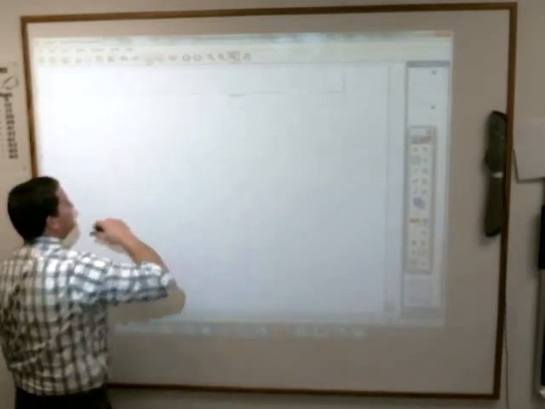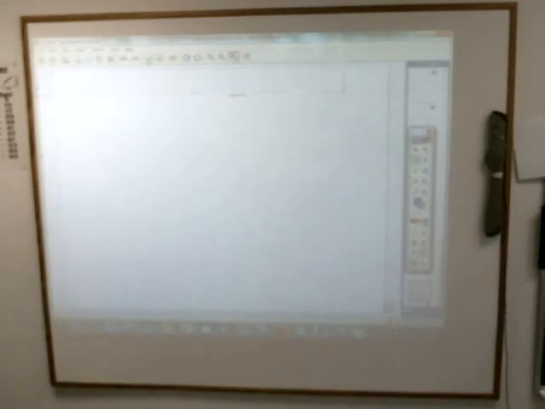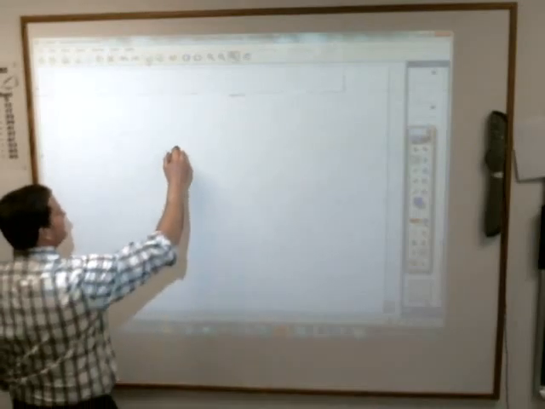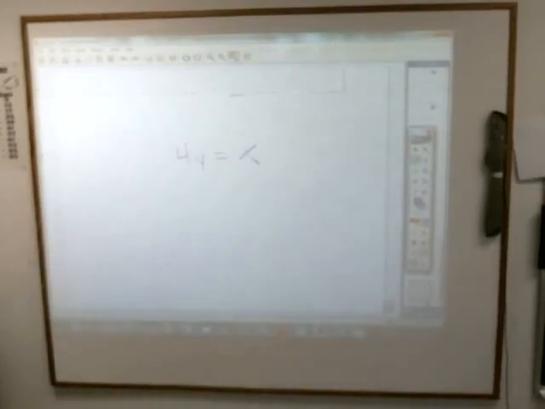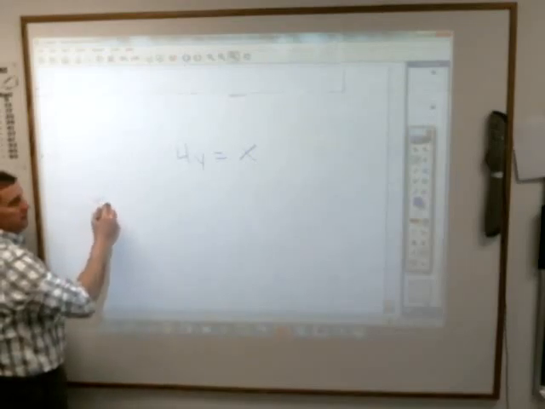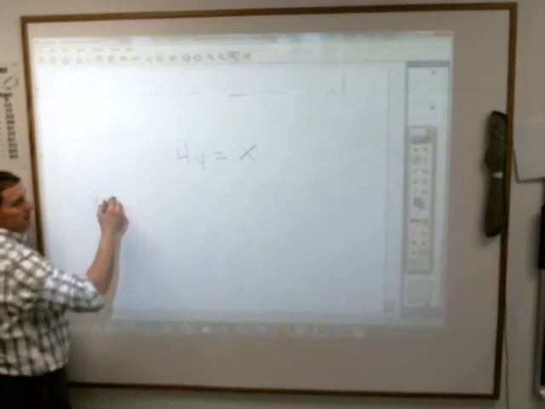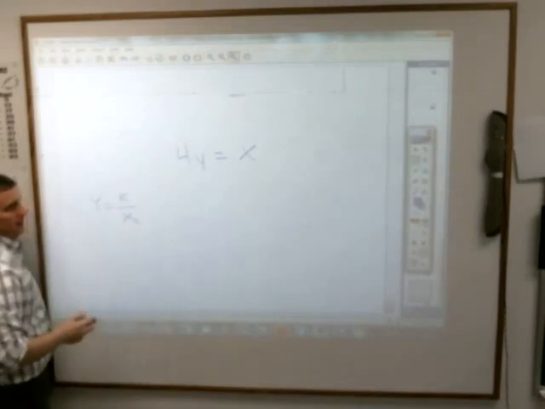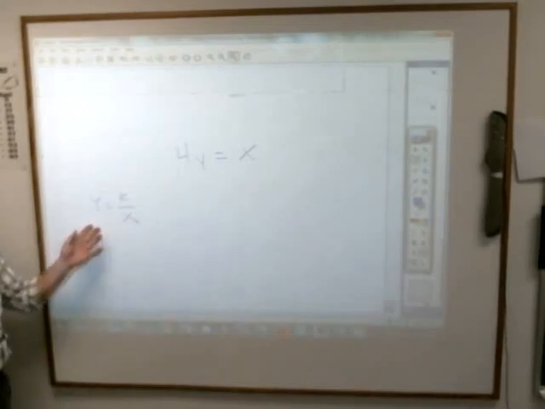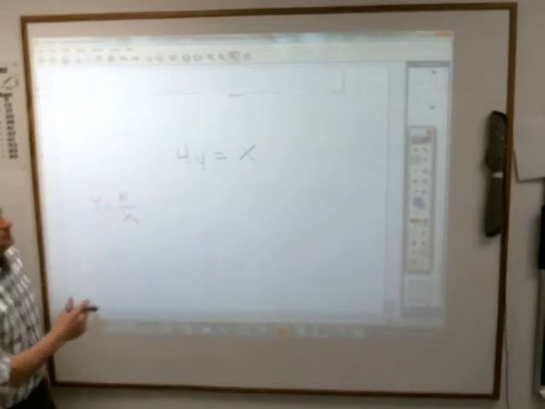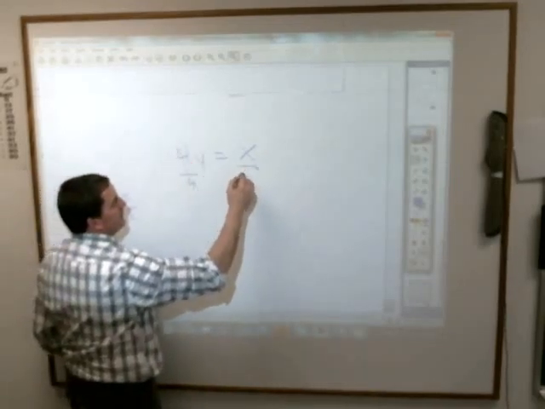They'll also ask you, would this be inverse variation? 4y, is 4 times y equal x inverse variation, yes or no? And again, this time you'd have to go back to that other equation where I said y equals some number over k, k over a constant over x. Can you change this so that it looks like this? In other words, when you solve for y, what do you do? You divide by 4.